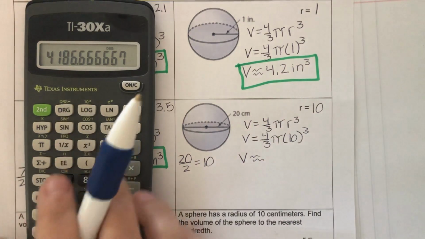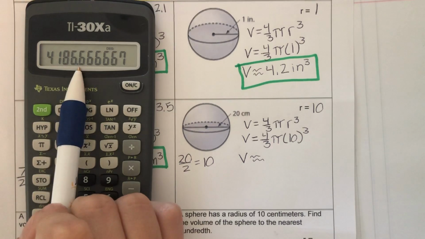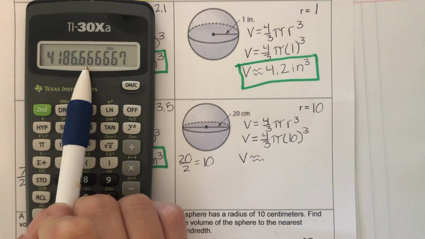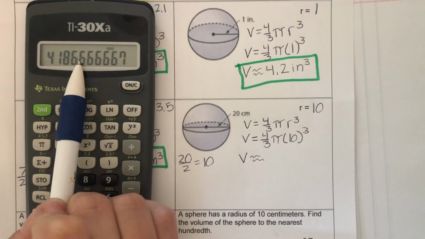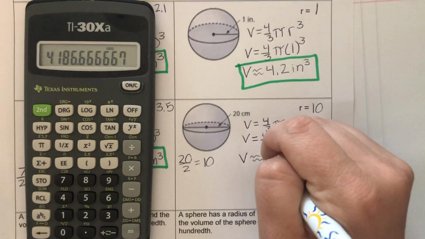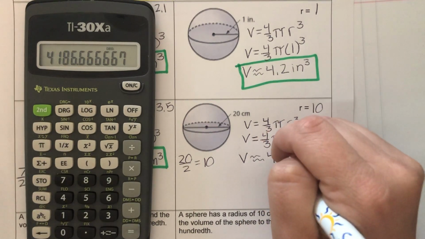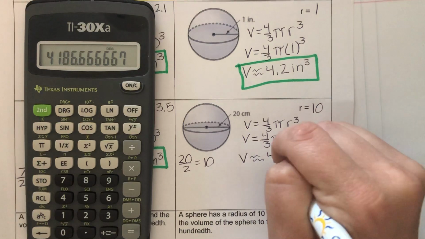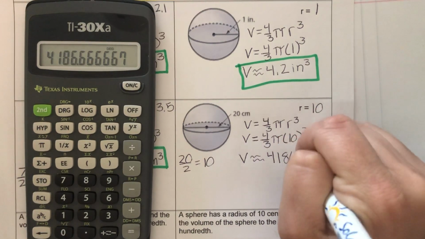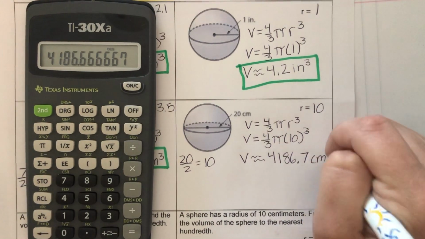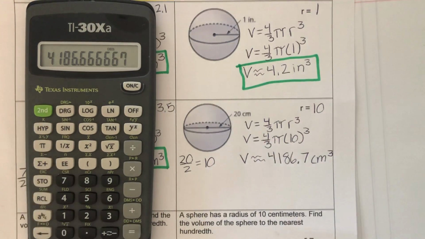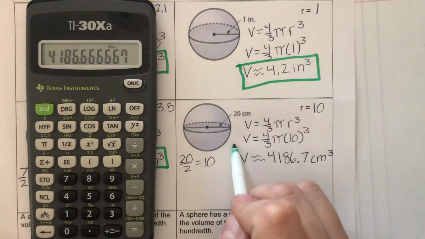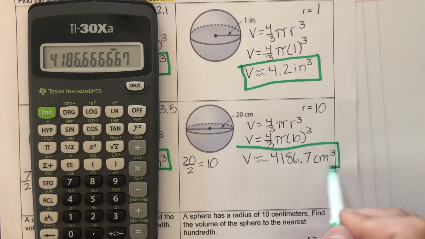And we need to round to the nearest tenth. So that's the tens place. Look to the neighbor to the right. That tells me I need to add 1 more to the tens place. So we have 4,186.7 centimeters cubed.